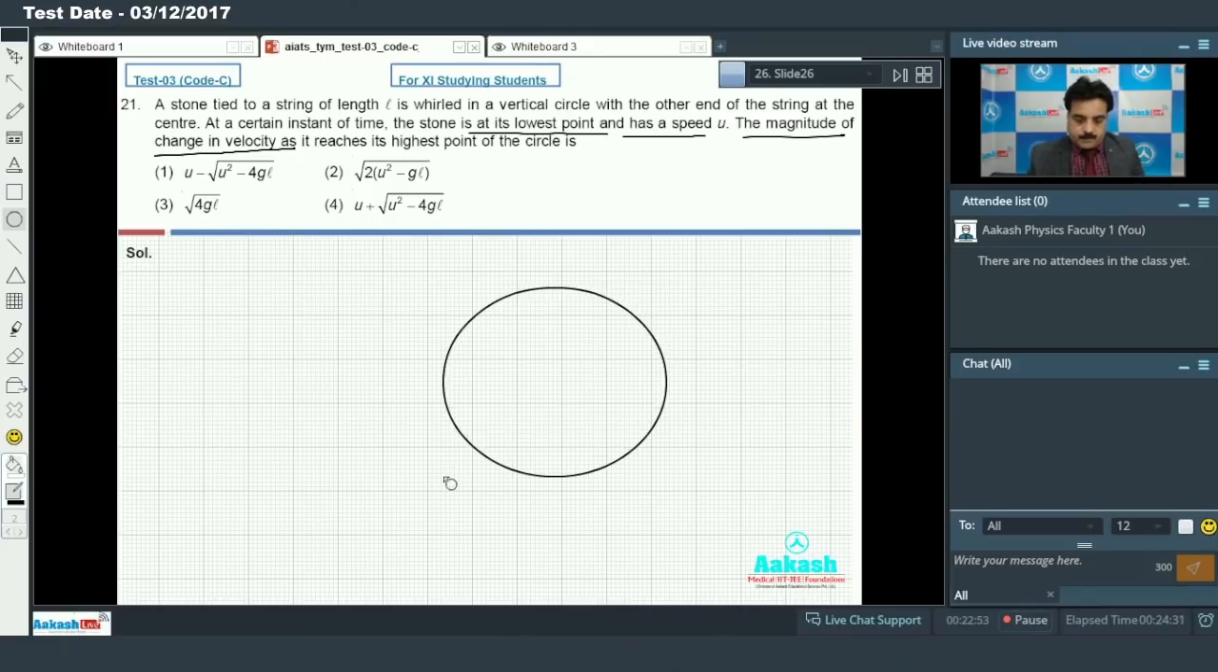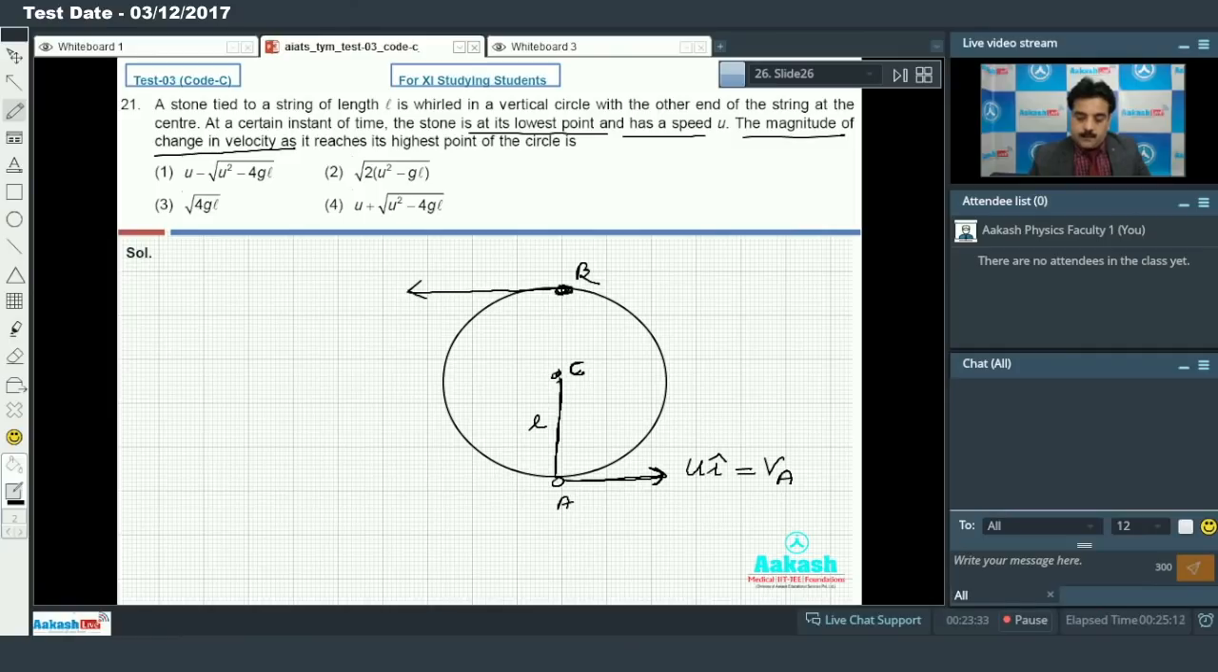Suppose this is the situation and this is the center C. I am going to consider the length of the string as L. According to the problem, the initial velocity at A is u i cap if I use the vector representation. So velocity at point A is u i cap. u is the initial velocity, i cap is representing the direction. I want to calculate the speed at the highest point. Suppose this is my point B.